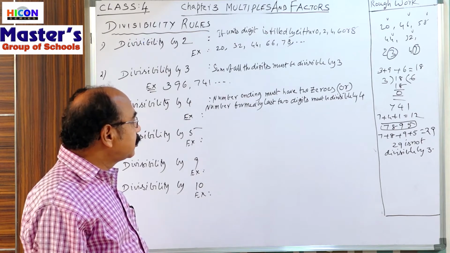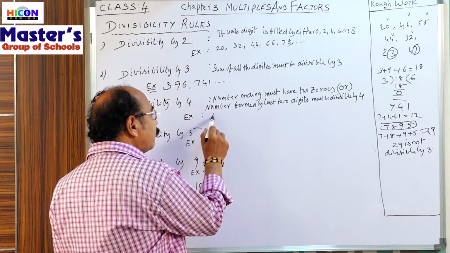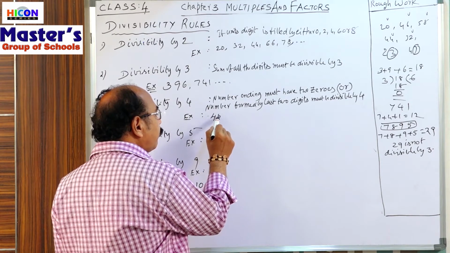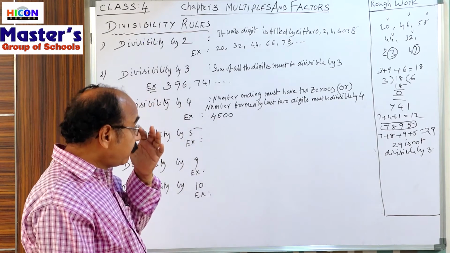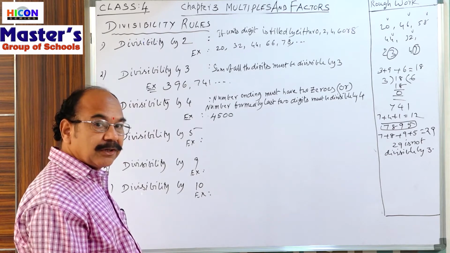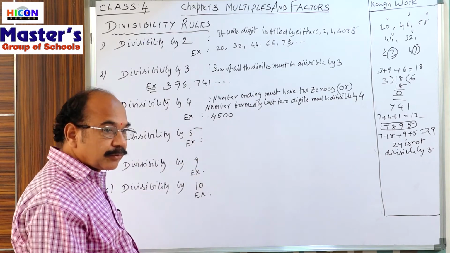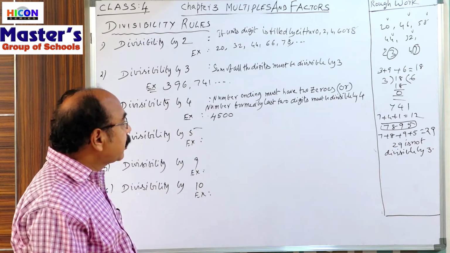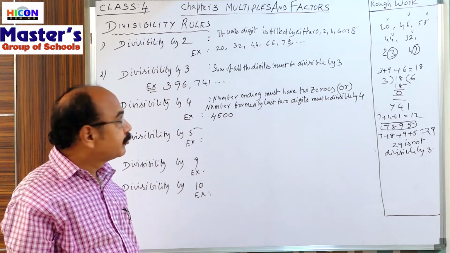For example, you see children, suppose I gave 4520. Is it divisible by 4? Yes, we say. Why? Because the number ending has two zeros. Number ending two zeros are there here. The number ending must have two zeros.